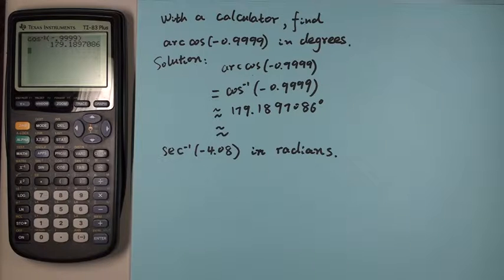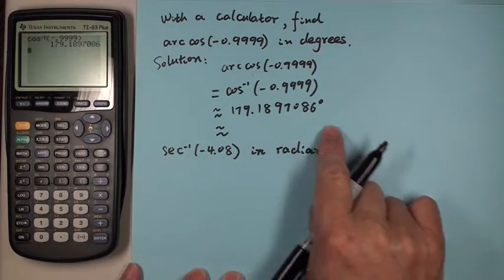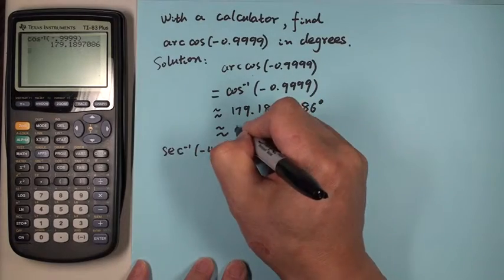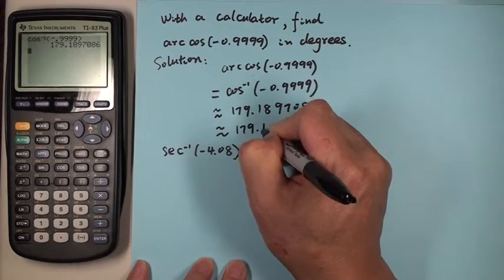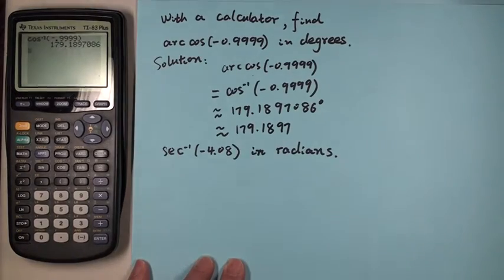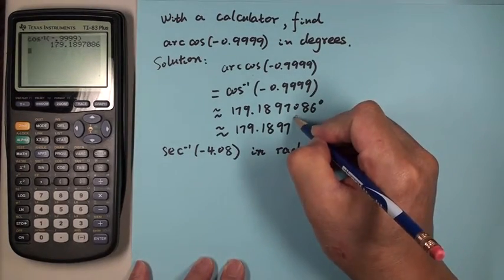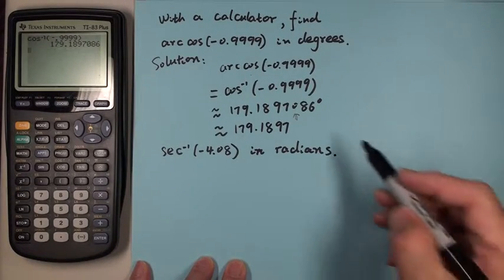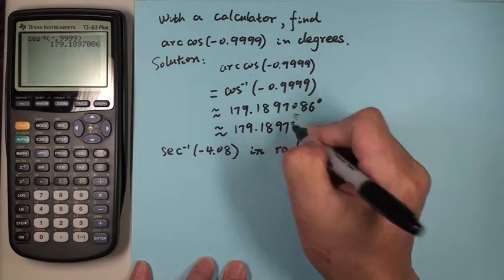And you may keep how many digits? You may keep like 4 digits or something. So it depends. Say you want to keep 4, and since the next number is less than 5, you drop it. So it's 179.1897 degrees.